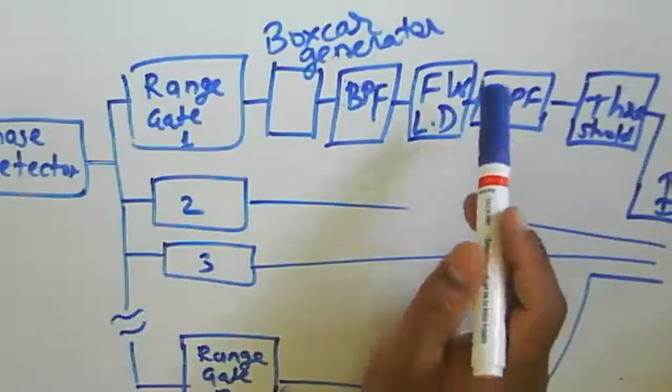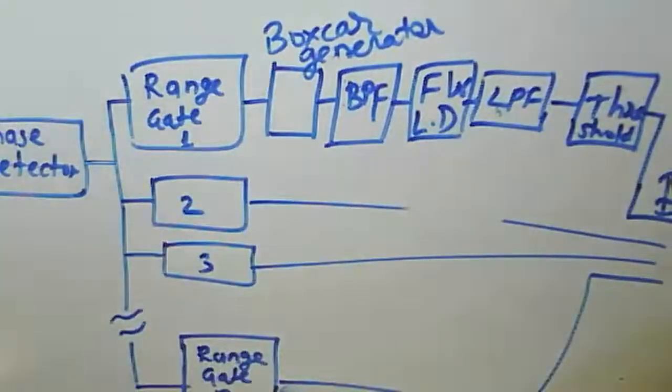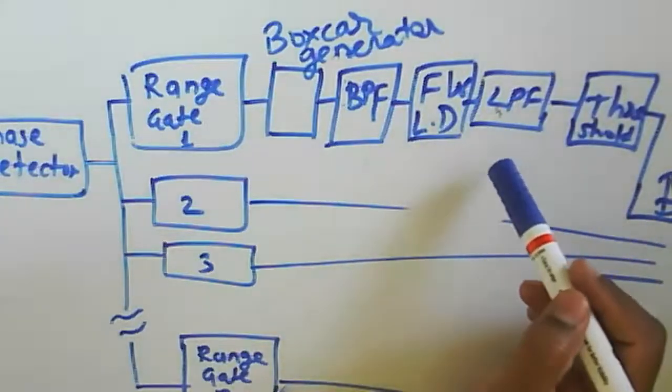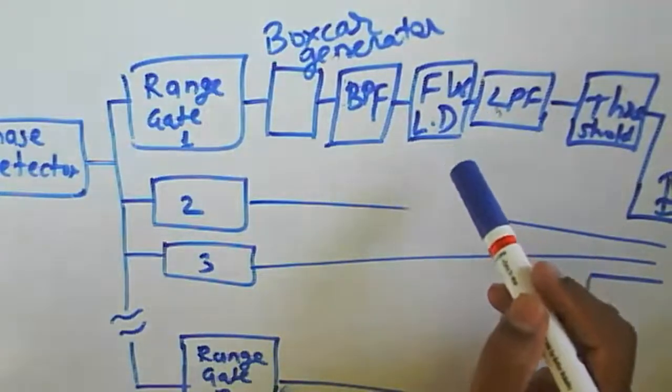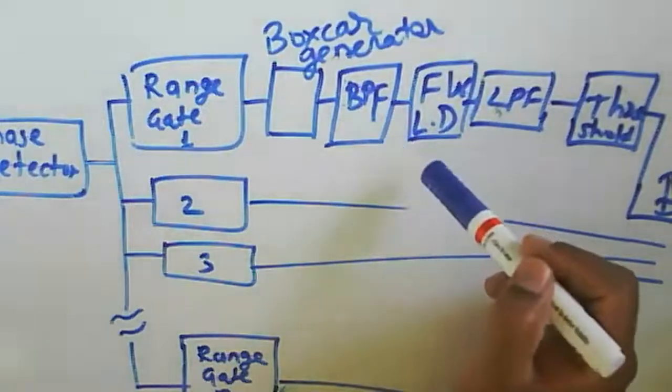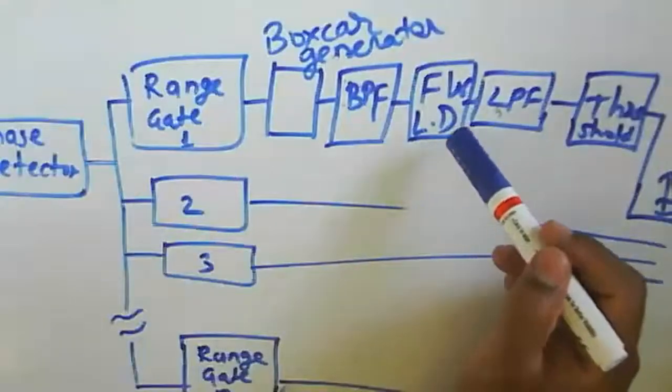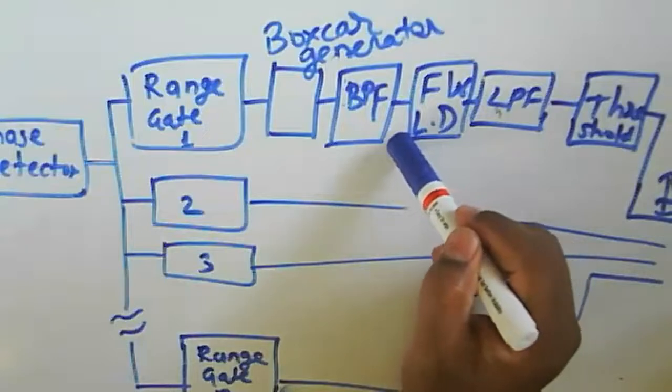Then the full wave detector, we know that it converts a bipolar signal into a unipolar one, so that we will get the output. Just like a full wave rectifier, which we have seen earlier. Our output generally is a bipolar one.